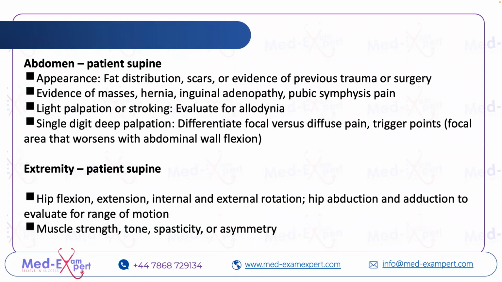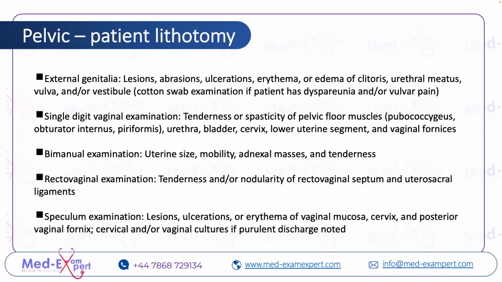Then abdomen, you need to see the appearance for the fat distribution, any scars are present. If scars, of course, you will think about adhesions as a cause of pain. Then you will look for the masses, hernial orifices, inguinal adenopathy, pubic symphysis pain. You will do light palpation, and then you can do some deep palpation with the single finger. You will look at the extremities of the patient, and you will look for muscle strength, tone, and any asymmetry.